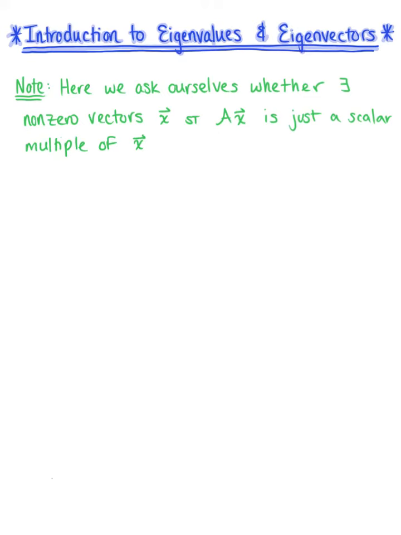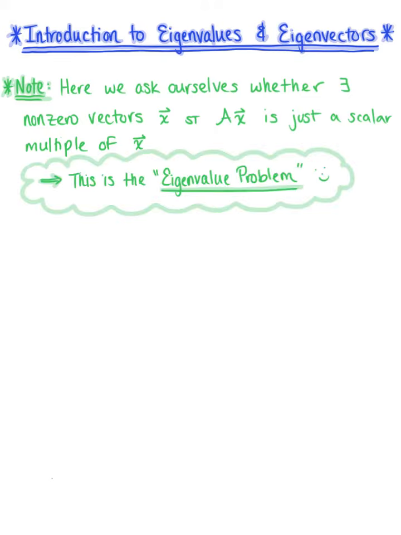Introduction to Eigenvalues and Eigenvectors. Now, in this section, we're going to be asking ourselves whether there exists a non-zero vector x, such that matrix A times vector x is just a scalar multiple of this vector x. And we call this the eigenvalue problem.